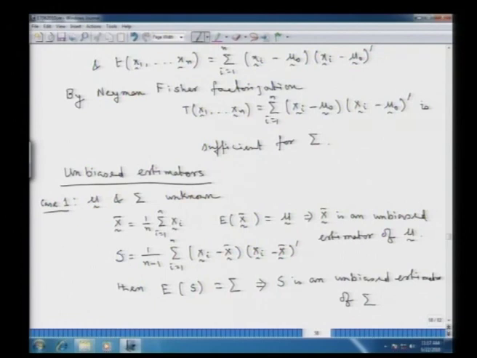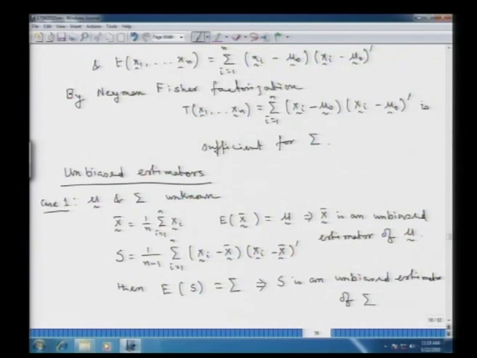If on the other hand we consider the sample variance covariance matrix with a divisor n, then that is definitely not going to remain an unbiased estimator. So, that is going to be a biased estimator for a small sample. However, for a large sample it is going to be unbiased in the limit, right. So, this x bar is an unbiased estimator of the unknown mean vector mu, and S with a divisor n minus 1 is an unbiased estimator of sigma.